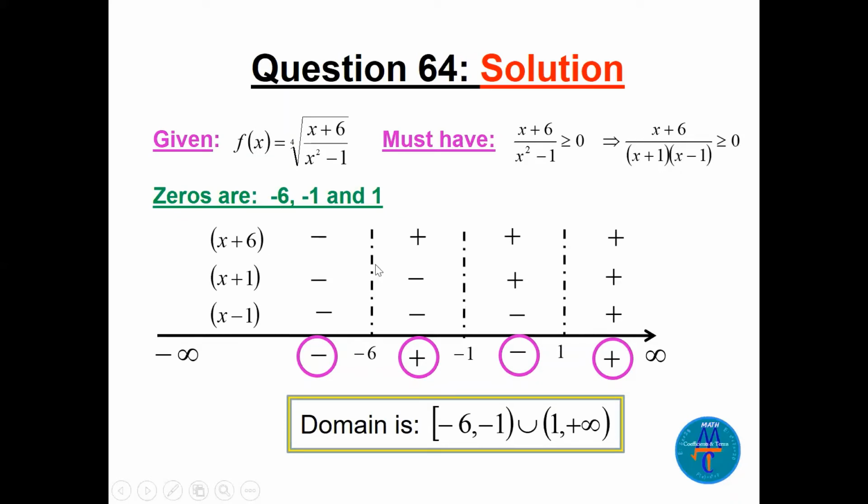Easy to make a table here. Check the numbers, check the signs, and take the positive. But make sure that x cannot be 1, x cannot be −1. So wherever we have 1 and −1, we have to make them open. Everything else is closed, and infinity should also be open.